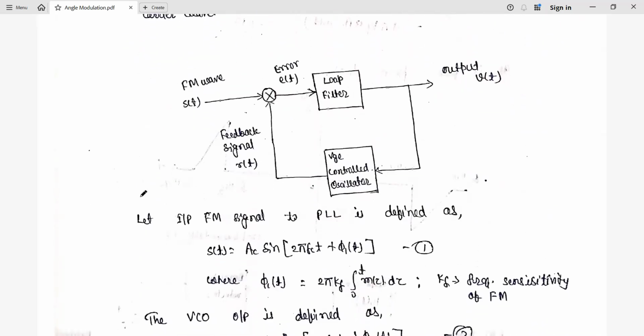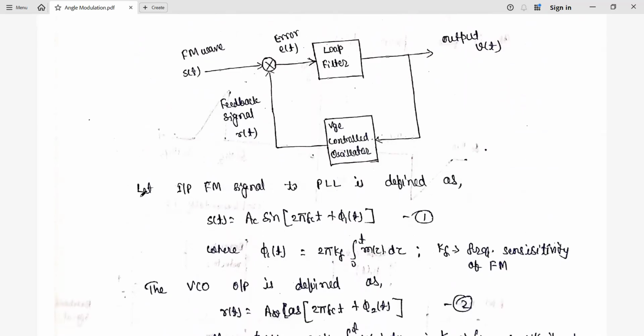And this is the diagram of the PLL. What you are seeing is that your modulated wave is given as the input. Then you have the multiplier here, and we have the loop filter, and in the feedback we have the voltage controlled oscillator. The output of this VCO is taken as r(t), and together with s(t) at the input it generates an error e(t), which is given to the loop filter, and finally the PLL output is v(t). We are going to see all the expressions here.